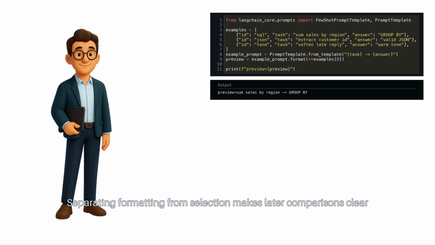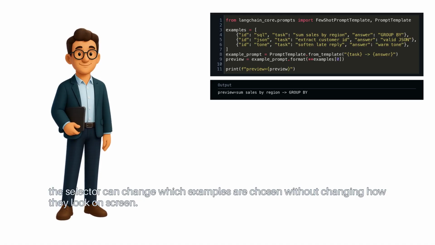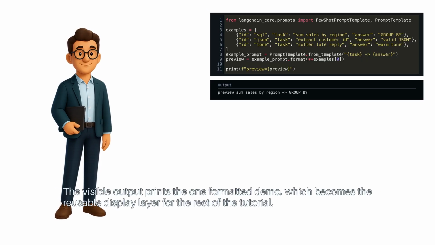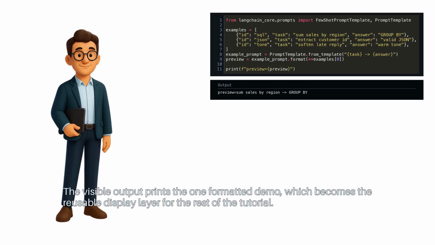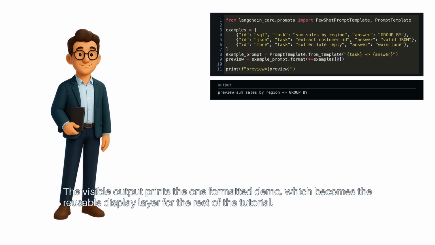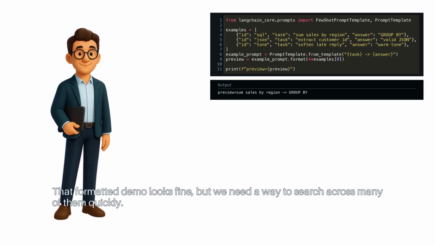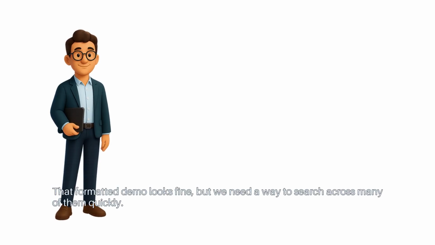Separating formatting from selection makes later comparisons clear. The selector can change which examples are chosen without changing how they look on screen. The visible output prints the one formatted demo, which becomes the reusable display layer for the rest of the tutorial. That formatted demo looks fine, but we need a way to search across many of them quickly.